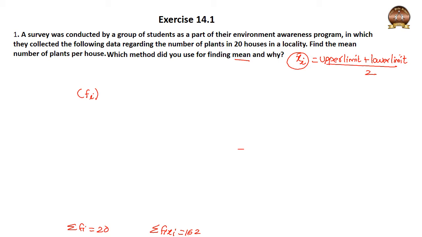Class mark is xi, and we find the class mark by adding the upper limit plus lower limit and dividing by 2. So for all three methods of finding the mean, the first thing we require is xi. For the direct method, we require 4 columns, and the formula is x bar equals summation fi xi upon summation fi.